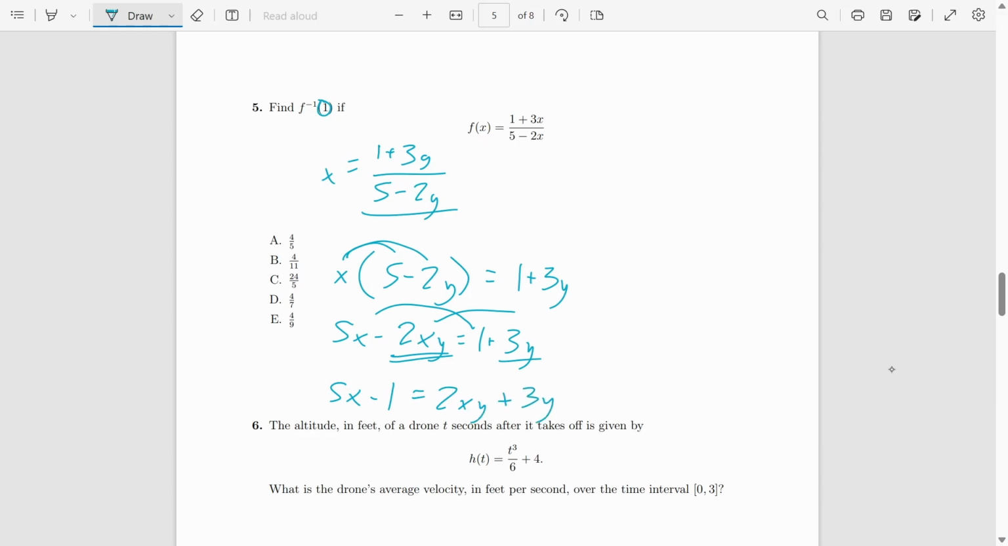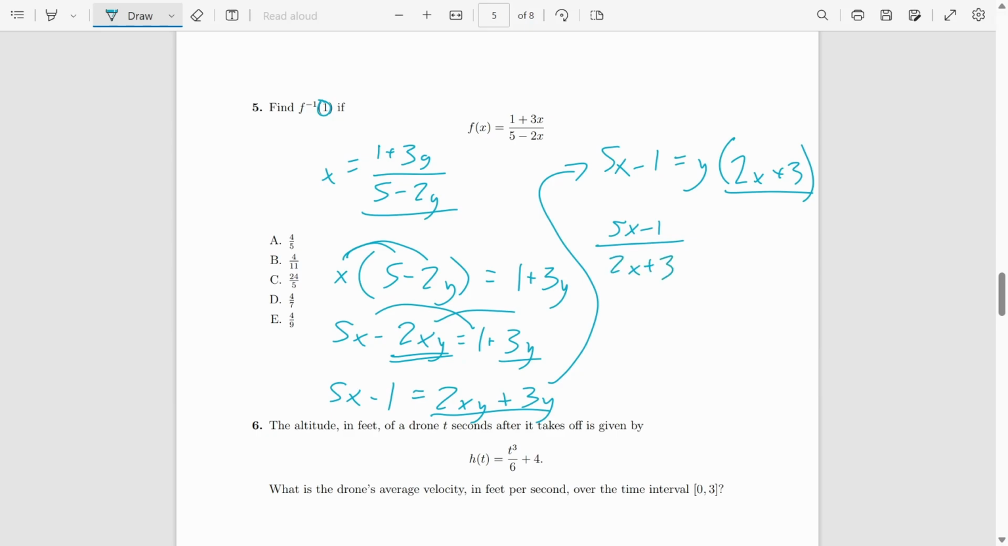And then we could take out a y from the right side to get close to getting it by itself. So 5x minus 1 equals y times the quantity 2x plus 3, and then we can divide both sides by 2x plus 3, so that's (5x - 1) over (2x + 3) equals y.